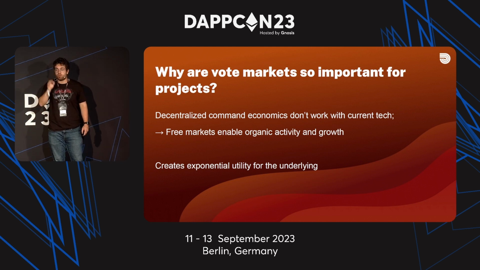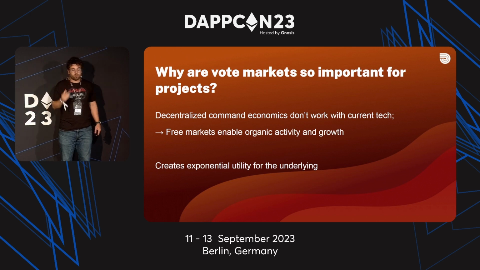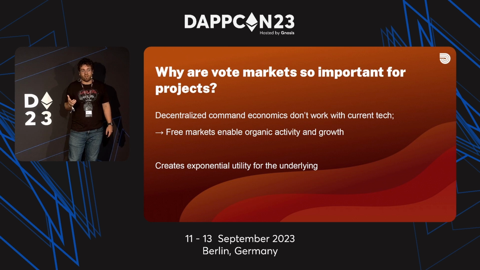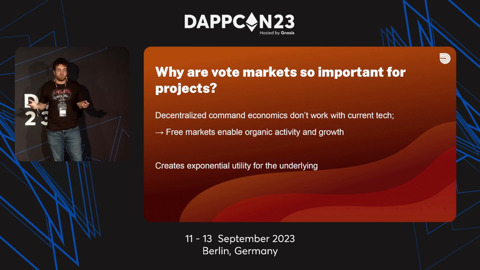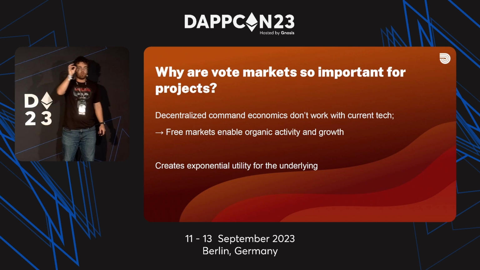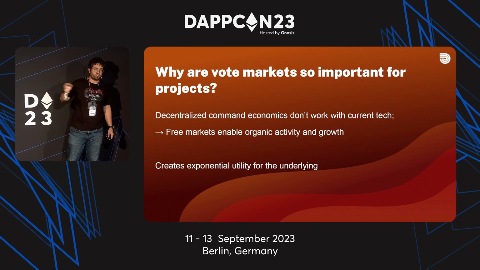You know the rules, you know how they're going to play over the next years, so it's much easier to build on top of it because it's very predictable. And predictability has a lot of value, and that's something we don't talk enough about. So basically, once you're building vote markets, which we are doing today, you're creating exponential utility for the underlying because you're translating one resource into financial value.